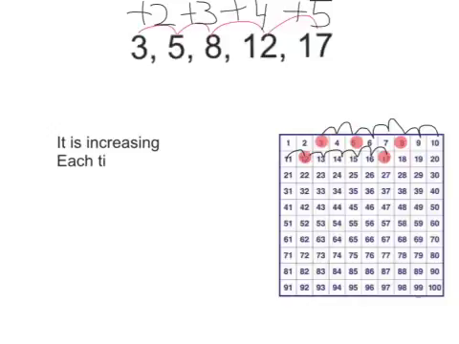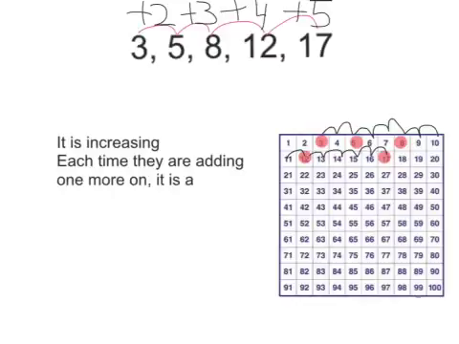Each time they are adding 1 more on. It is a growing pattern because what I'm increasing it by is getting bigger itself each time.